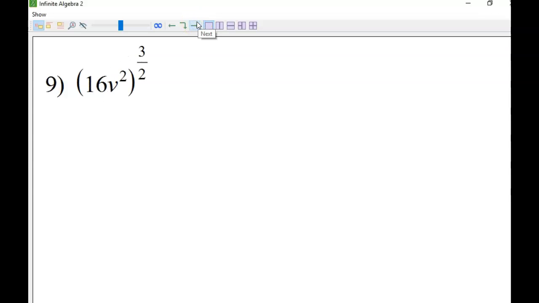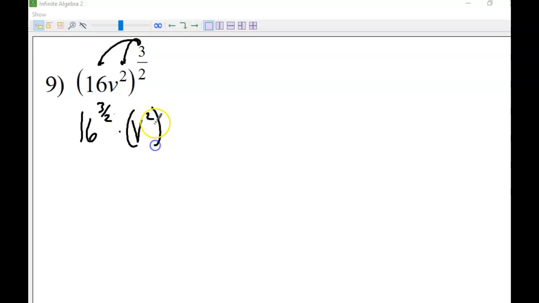number 9. So on number 9, they want us to do more than what we just did in the last few rounds. They want us to change it, of course, but also to actually simplify the problem. So first of all, I'm going to distribute this power. Okay, so it's going to be 16 to the 3/2 power times v squared to the 3/2 power. Now for the v squared, it's pretty chill. 2 times 3/2, think of this as 2 over 1. Well, 2 times 3 is 6, and 1 times 2 is 2.